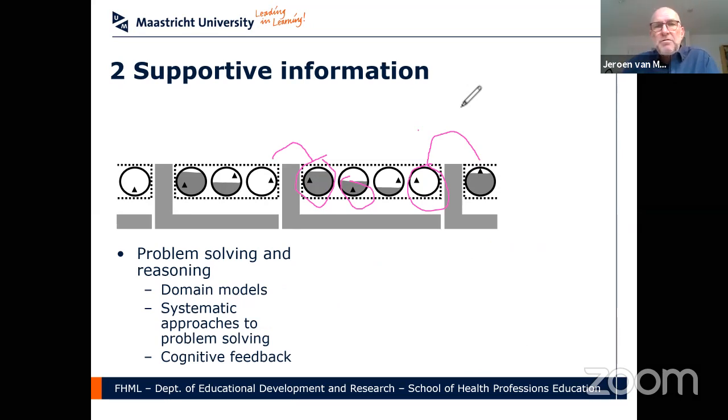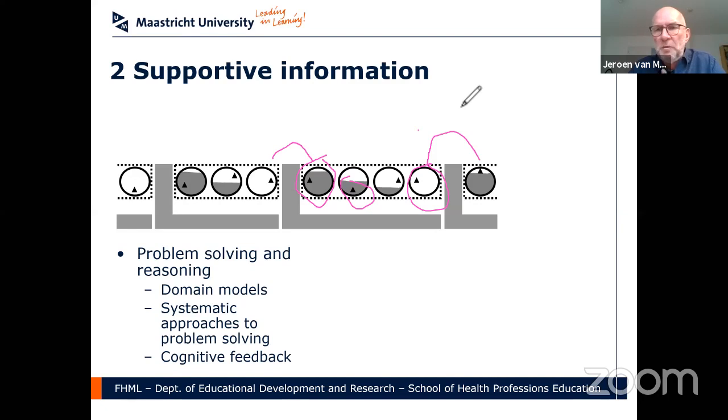Okay, then we have three more components. And the first one is supportive information. When students work on learning tasks, it's obvious that they often need theoretical information, supportive information that enables them to work on the tasks. They need to know a lot of things in order to work on the tasks. And the supportive information is all the information that we provide to students because it helps them with the problem solving and reasoning aspects of the tasks.